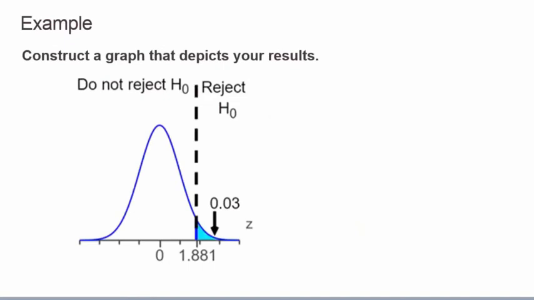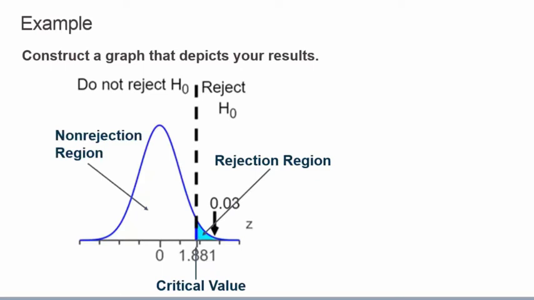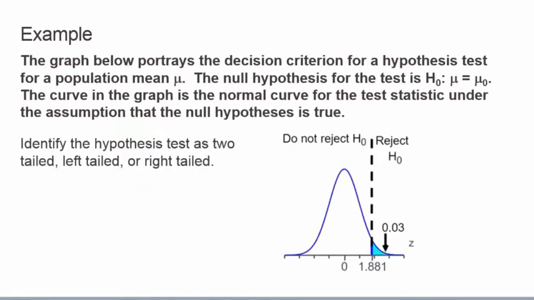Continuing our example, construct a graph that depicts your results. So we have our normal distribution with the z-score of 1.881 marked and an area of 0.03 marked. Constructing the graph that depicts your results, we want to mark our critical value, which is 1.881. Then we want to make sure we mark the rejection region, which is to the right of 1.881, and the non-rejection region, which is to the left of 1.881.